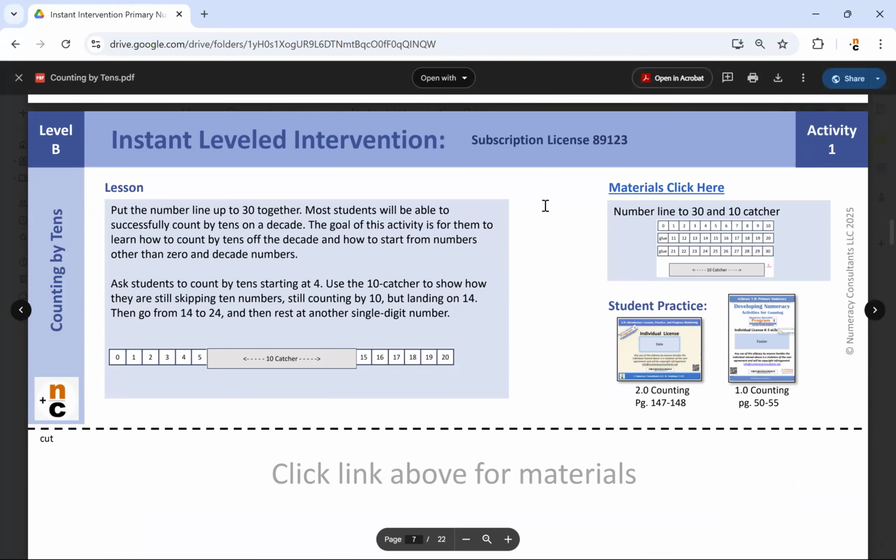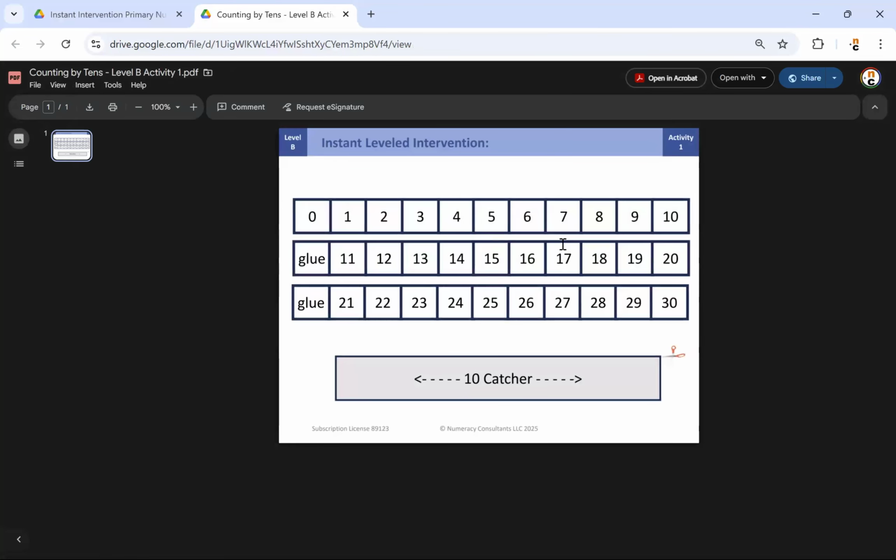And then you're not able to print these cards, okay? These lesson cards can't be printed, but you can pull them up on a laptop. You can read them, you can write down notes. But what you can do is when you print on materials, click here. When you click here, it'll give you the materials for that lesson. You go ahead, you print it. This one just requires you to cut them out and glue and make a quick number line and use a 10 catcher. And that is what you would do for that.